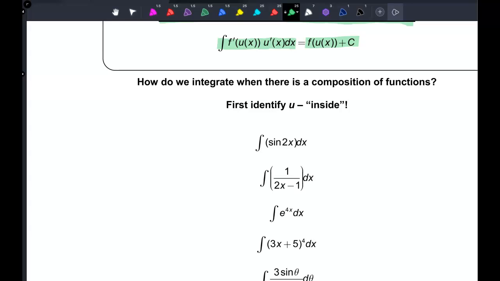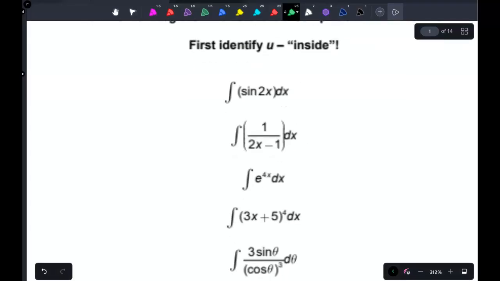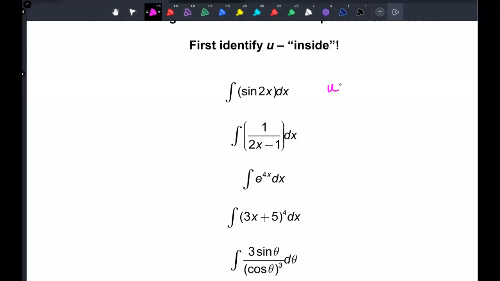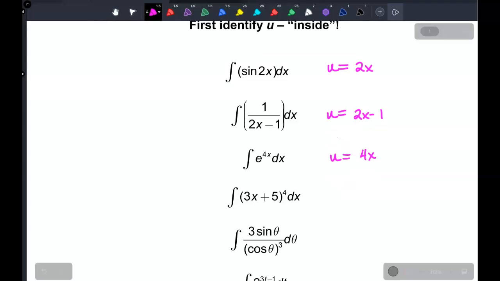Okay, so the first part of U substitution, we have to be able to identify what part is U. So if I have an integral of sine of 2x dx, what do you think U would be equal to? 2x. If I have 1 over 2x minus 1, what do we think that U would be equal to? 2x minus 1. What if it's an e to the 4x? 4x. So what is e? It's the exponent.